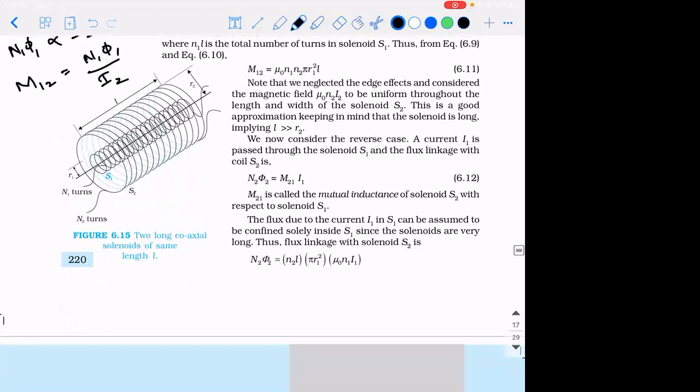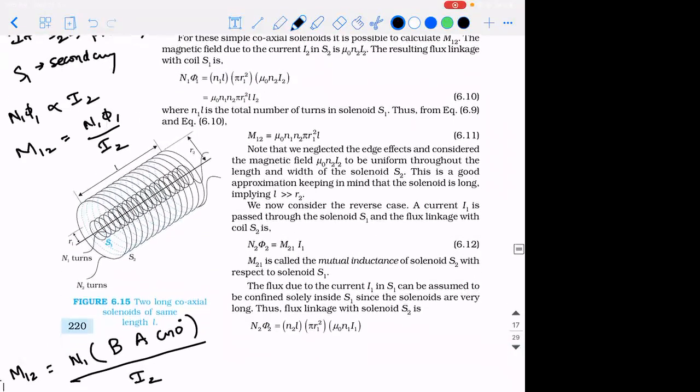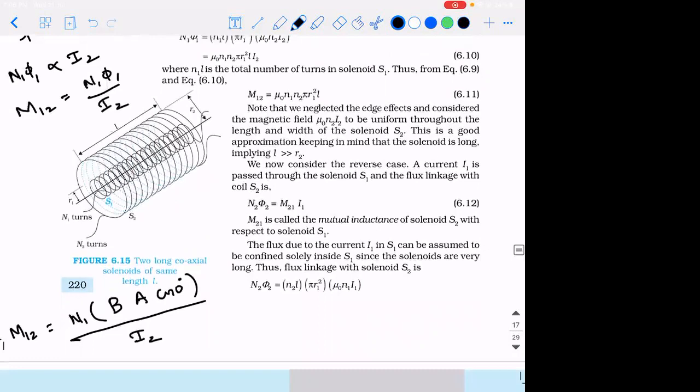So we derived M21 in the previous case. Now it is M12. M12 is equal to the number of turns in the first coil into phi 1, which is BA cos 0 degrees, the whole divided by I2. This is where you need to be careful. Now, who is acting as the primary coil? S2. So S2 is connected to the power source, so the magnetic field is generated due to the second coil. Correct?